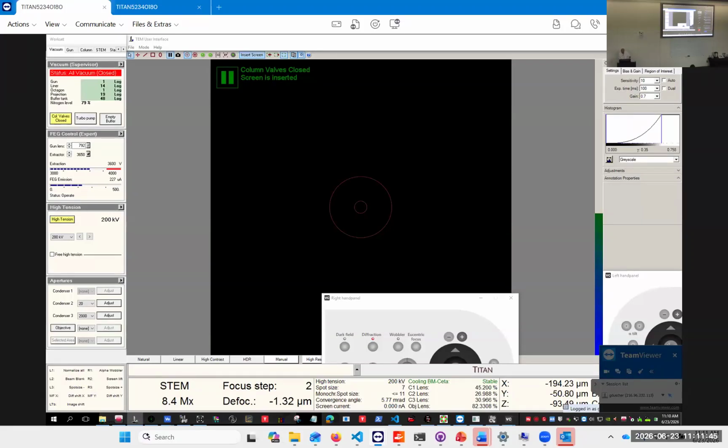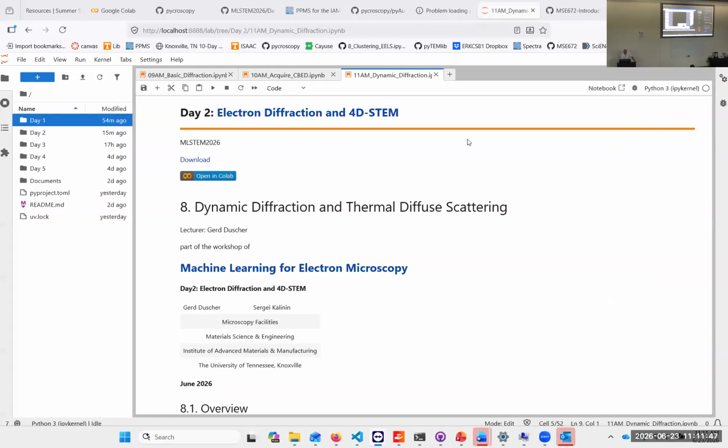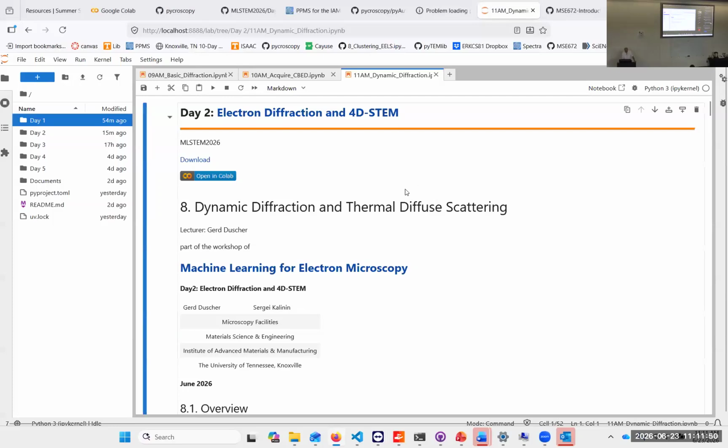Let's start with our lecture. So, thermal diffuse scattering.